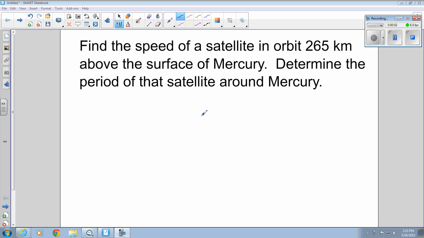Do a Kepler's practice problem. We're going to find the speed of a satellite in orbit 265 kilometers above the surface of Mercury, and we're going to determine the period of that satellite.